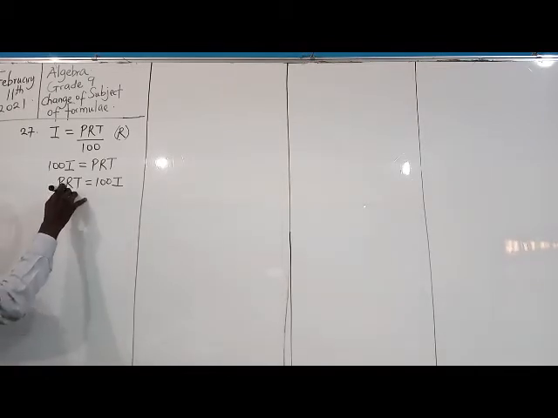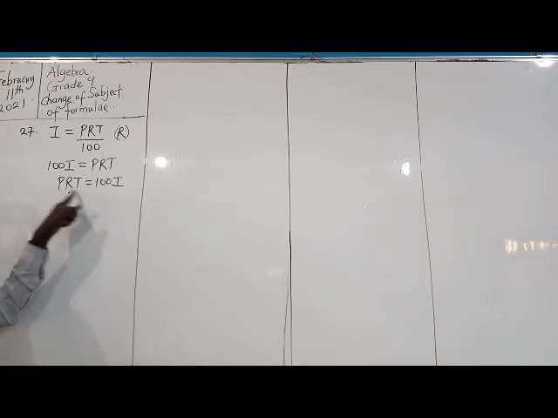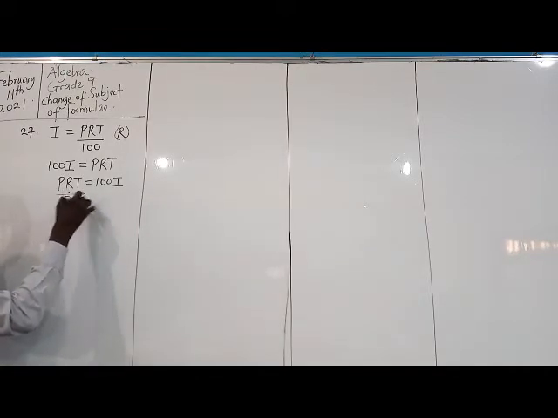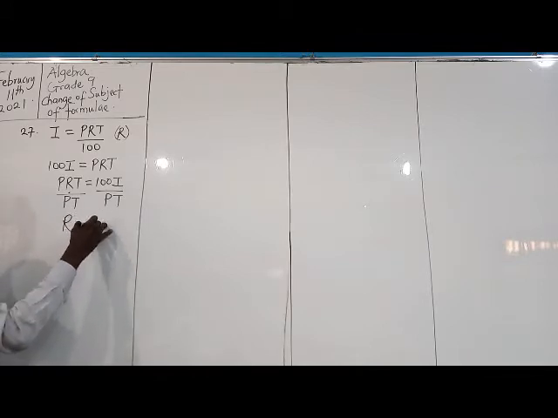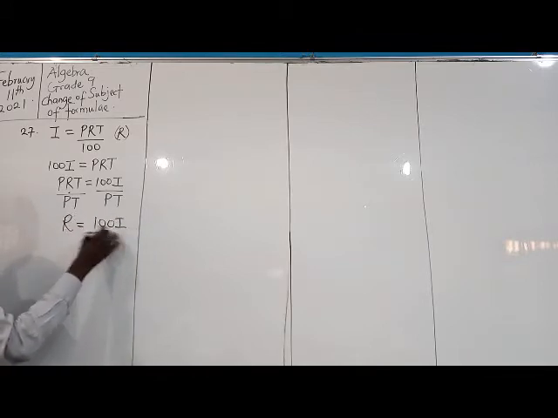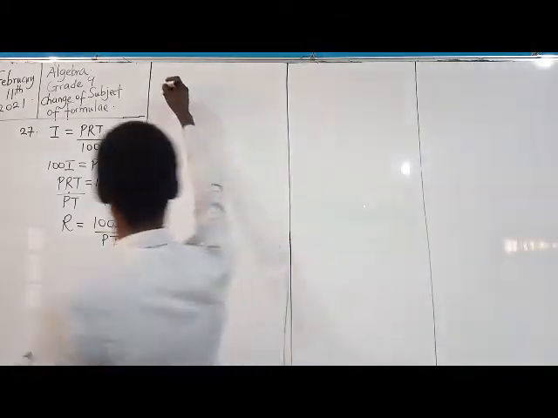Now, if you look at this, the subject of interest is R. I don't need P, I don't need T. So what do I do? I divide both sides by PT. And obviously my R comes out being equal to 100I over PT. And that satisfies the condition for the subject of formula for question number 27, saying that R will be equal to 100I over PT. So let's go to question number 28.